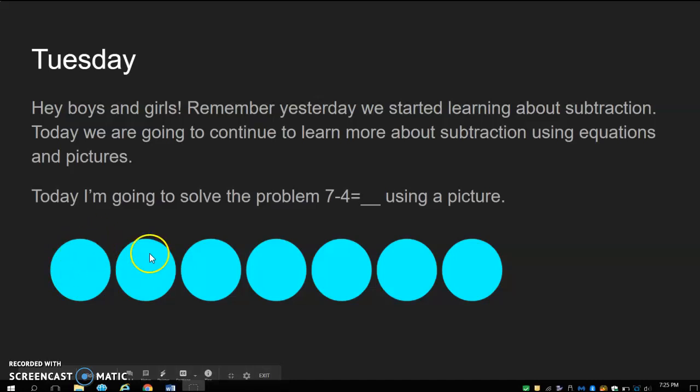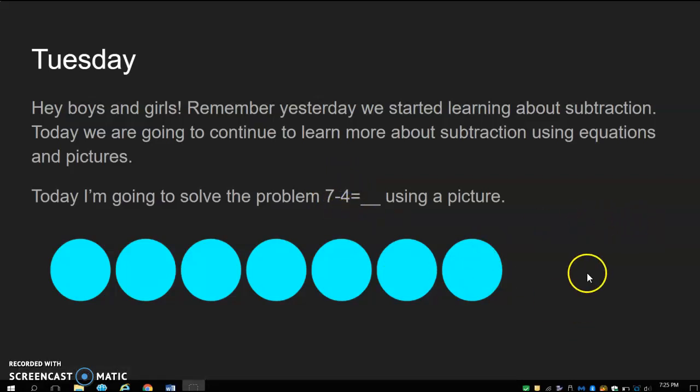So I have 7 circles here. 1, 2, 3, 4, 5, 6, 7. Remember to always go back and double check to make sure you've drawn the right amount to start with. Okay, I have 7 and I want to take away 4. And I want to show this using a picture.